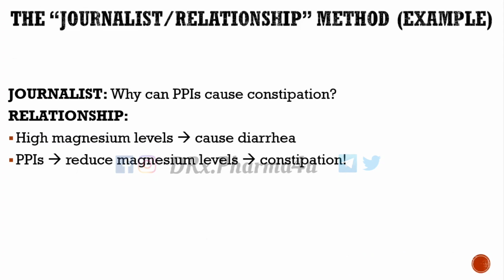Why can proton pump inhibitors cause constipation? Always remember, magnesium has very interesting effects in our body. If the magnesium level is very high in your body, it can cause diarrhea. So if you are suffering from cholera or any kind of diarrheal condition, please stay away from magnesium supplements if you are taking them, because magnesium at a high level can cause diarrhea. And pantoprazole or any proton pump inhibitor causes hypomagnesemia as a side effect. So definitely they reduce magnesium levels, and when the magnesium level reduces, it causes constipation.